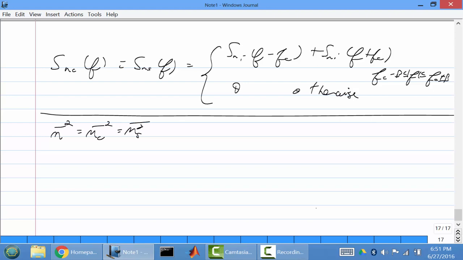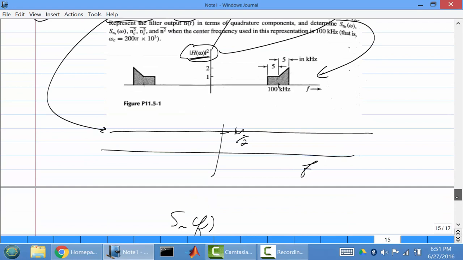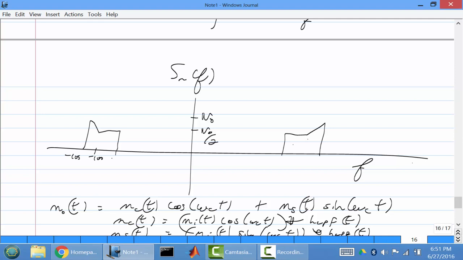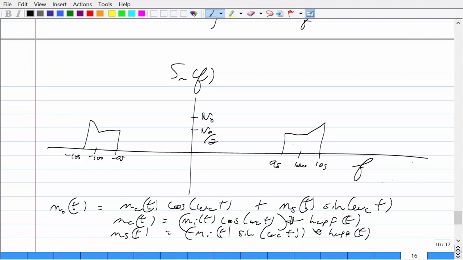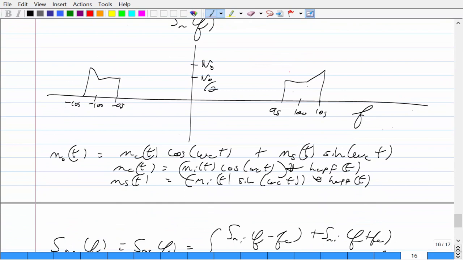Let me see here. What was the actual band? It's between 5 and 5. So this is minus 100, this is minus 105 and minus 95. This is 95. Sorry, let me go full screen. 95, 100, and 105. So basically we just have to figure out what the total area would be. Because this is symmetric, I'm just going to figure out what this area is and multiply that by 2 when we're done.